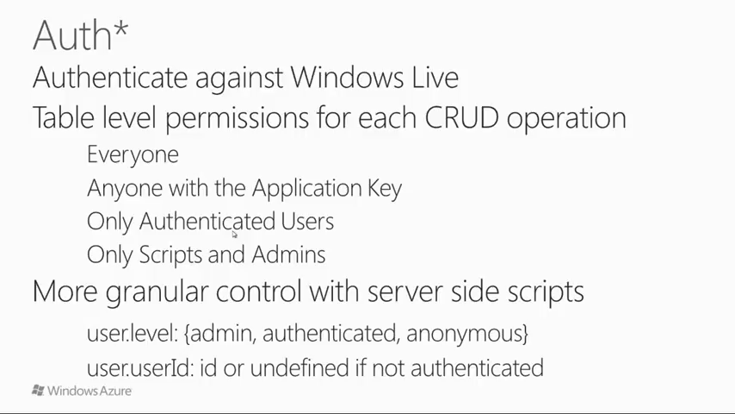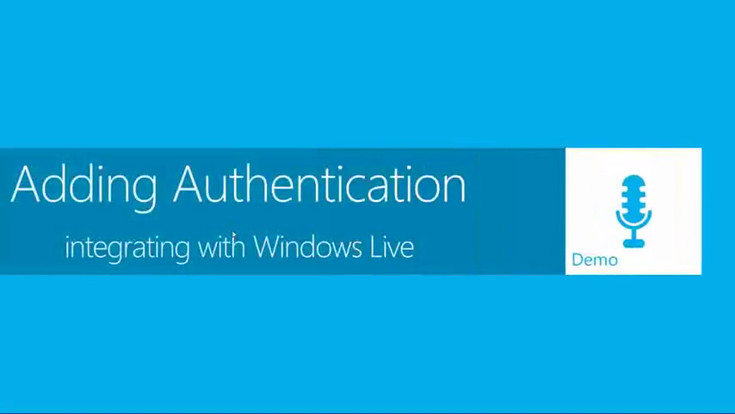If you want more granular control than that again, there's the user object that is passed into every operation in the scripts. And you can use user.level to determine if it's an admin, authenticated, or anonymous user. And you can also use the user ID to get back that unique ID that the identity provider is providing for a particular user. So let's build this.